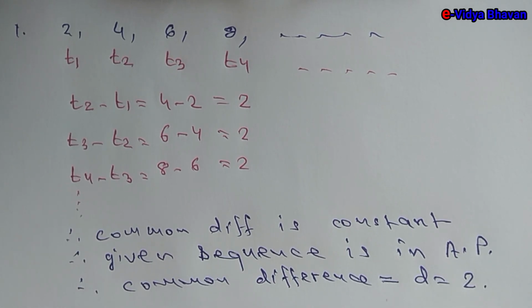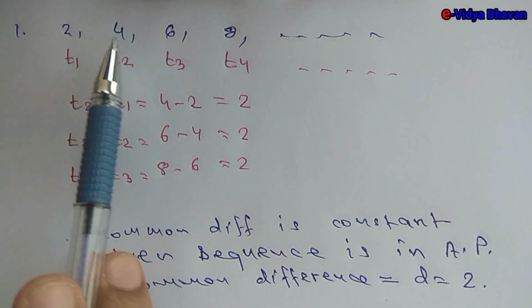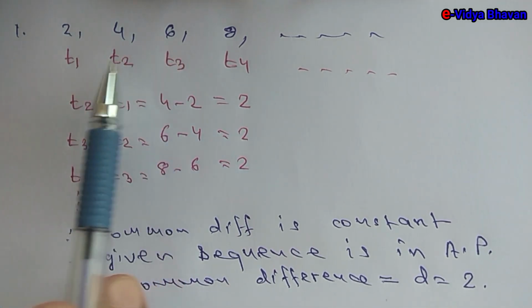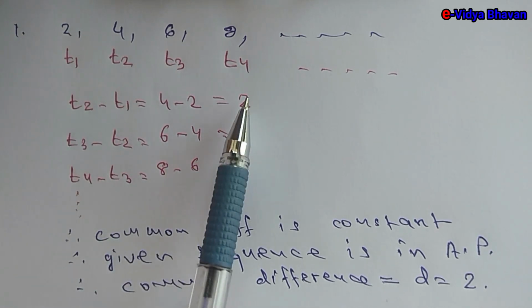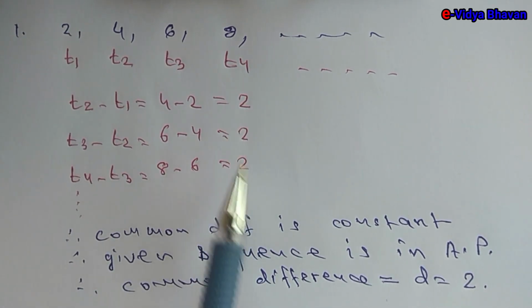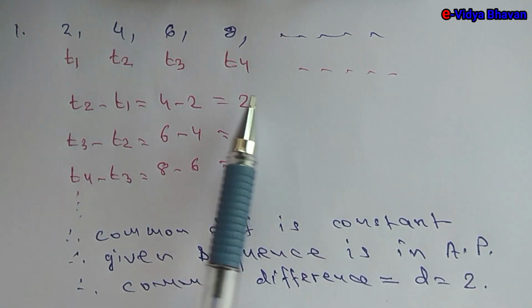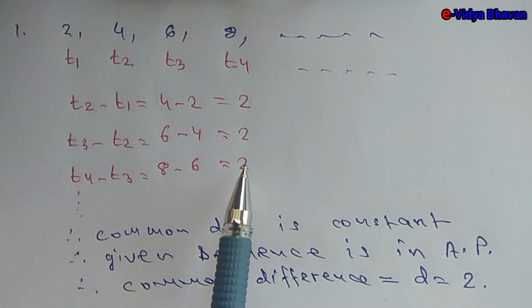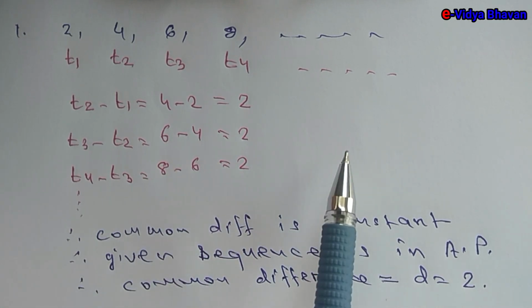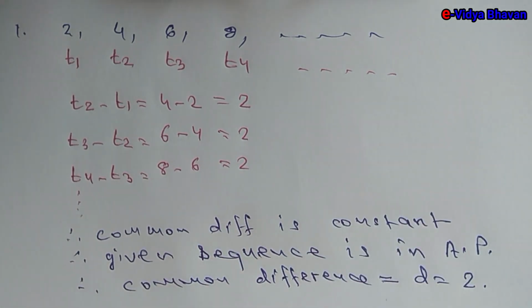So again I repeat, to show that it is an AP, you have to take the differences: T2 minus T1, T3 minus T2, T4 minus T3. And if the difference comes the same, constant, it is an AP. If it is not coming constant, it is not an AP. Suppose you are getting two values the same and the third value is not the same, it's not an AP. Now let's start with one more example, the fourth example.